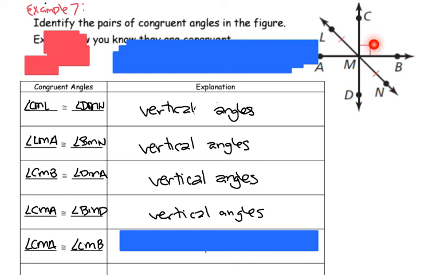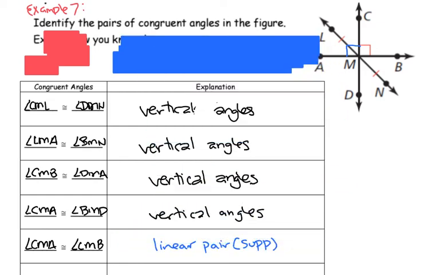If CMB is 90 degrees, and I know that because of this symbol here, then 180 minus 90 would leave me with 90. So angle CMA would also have to be 90 degrees. Technically, I can make this mark here. Those would be 90 degrees. That is how we can justify them being congruent, because linear pairs are supplementary, but this more specifically is based on the right angle. Okay, because they're right angles.